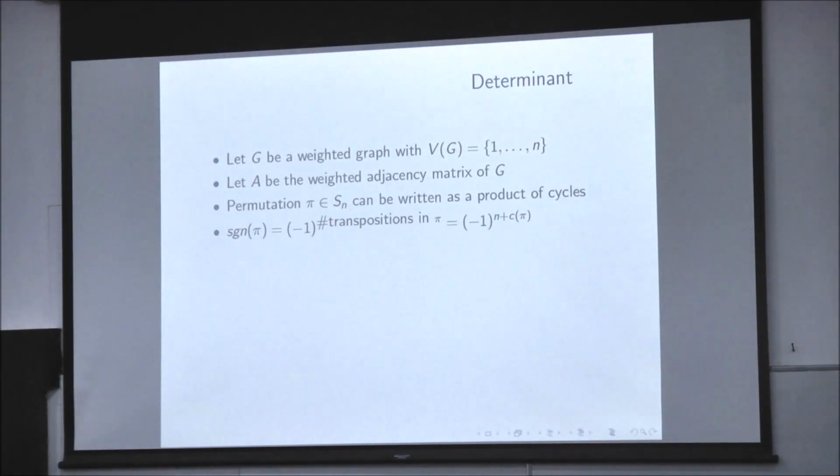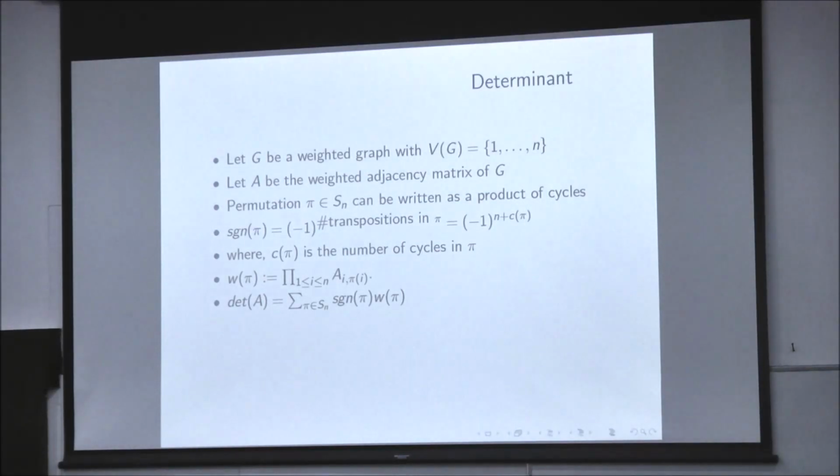And the sign of a permutation, that is determined by the number of transpositions in the permutation, can be shown to be equal to minus 1 to the power n plus the number of cycles in the permutation. This is a fact that we are going to use crucially in our algorithm, and we'll see why. C of pi is the number of cycles in pi. Let's also define the weight of a permutation to be the product of the matrix entries corresponding to that permutation, so the product of A i comma pi of i.